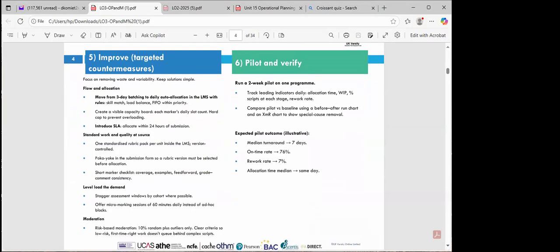Flow and allocation. Move 3-day batching to daily auto allocation in the LMS with rules: skill match, load balance, or FIFO within priority. Create a feasible capacity board, each marker's daily slot.